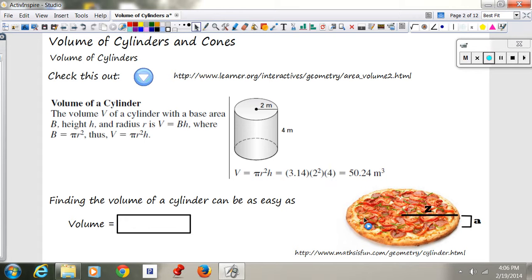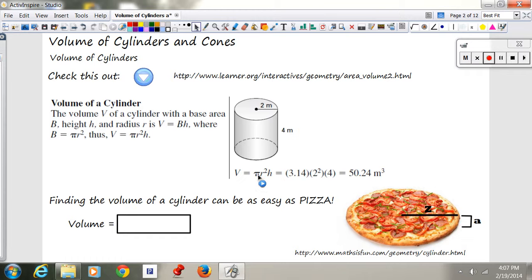Now let's take a look at a pizza, because volume can really be as easy as pizza. If you can remember pizza, you can remember how to find the volume of a cylinder. Let's say we've got a pizza here and the radius is z. Okay, so from the center to the edge, we're going to call that letter z. The thickness of the pizza is a.